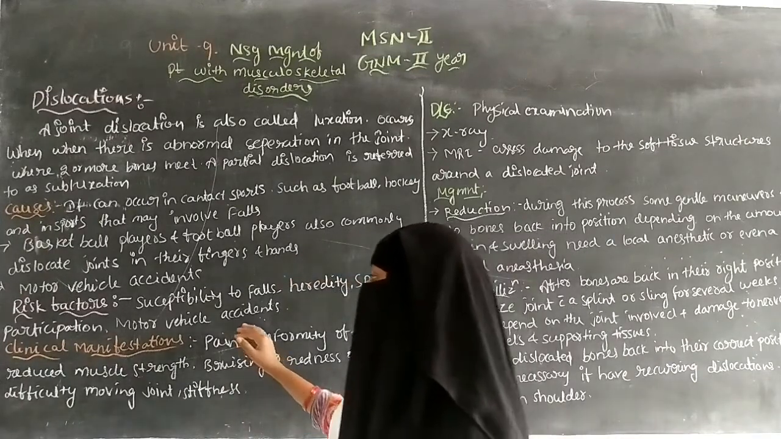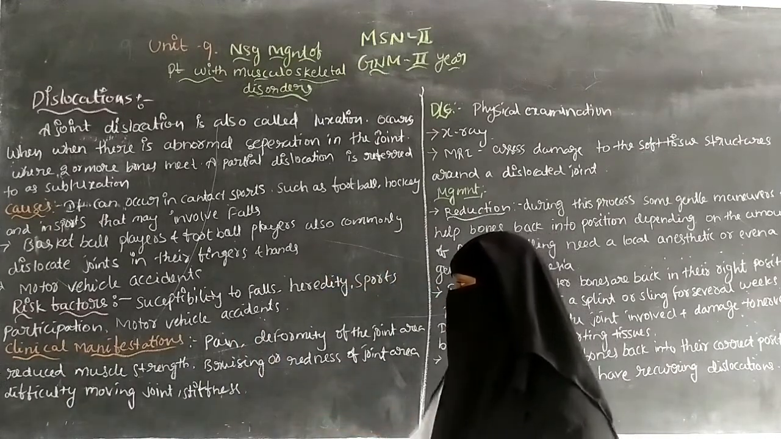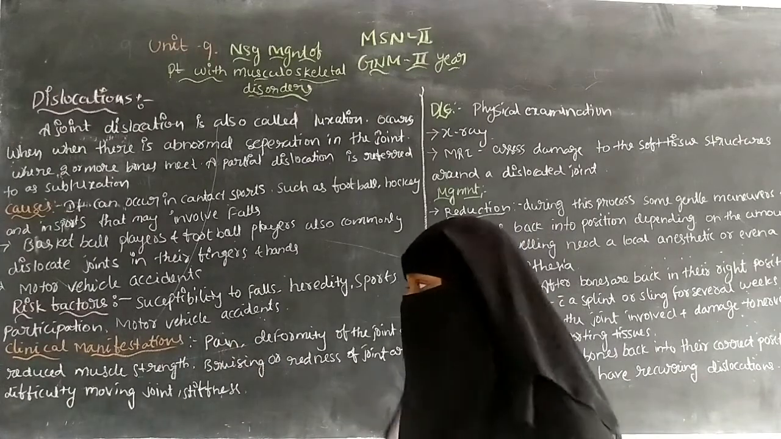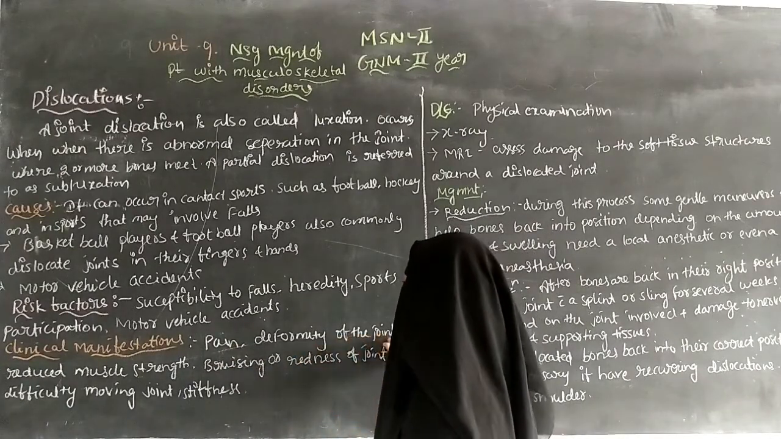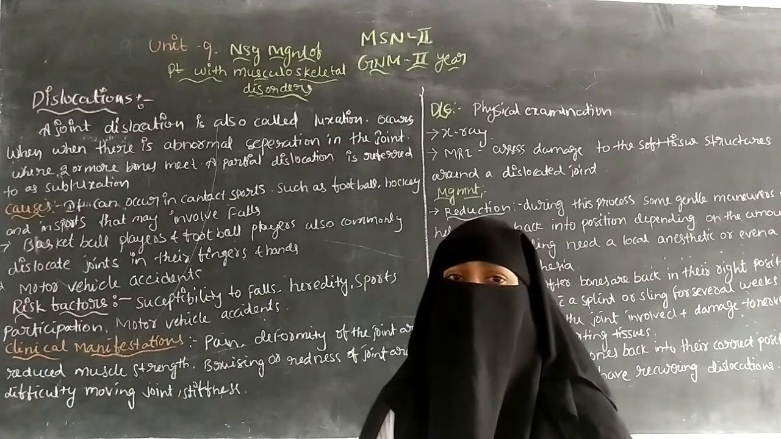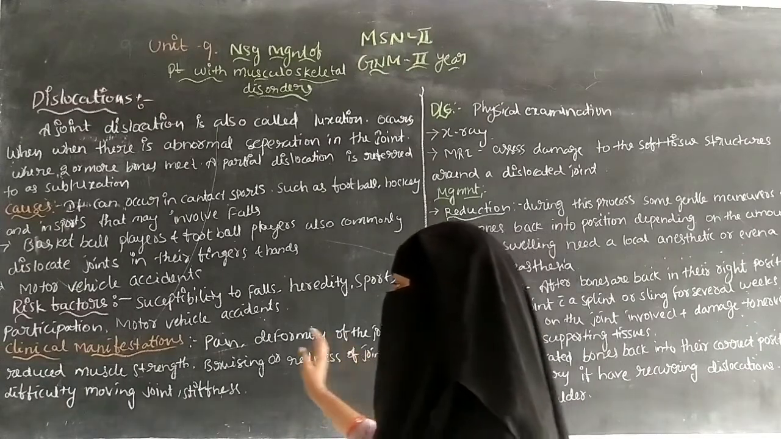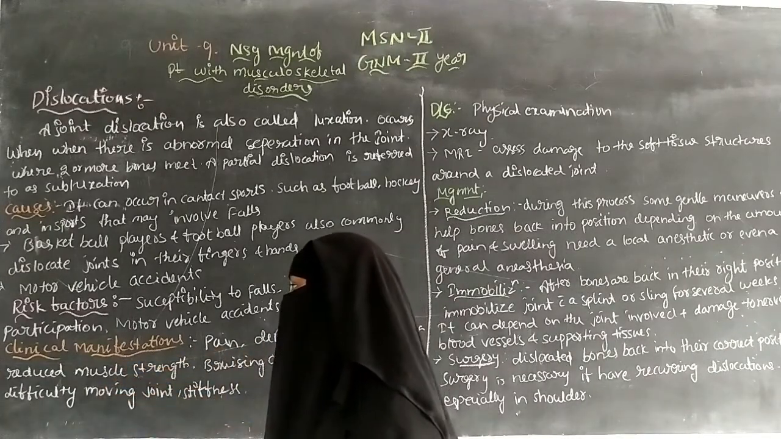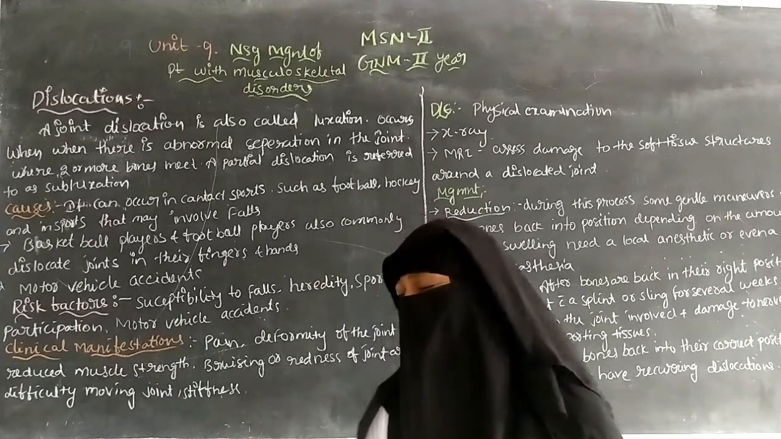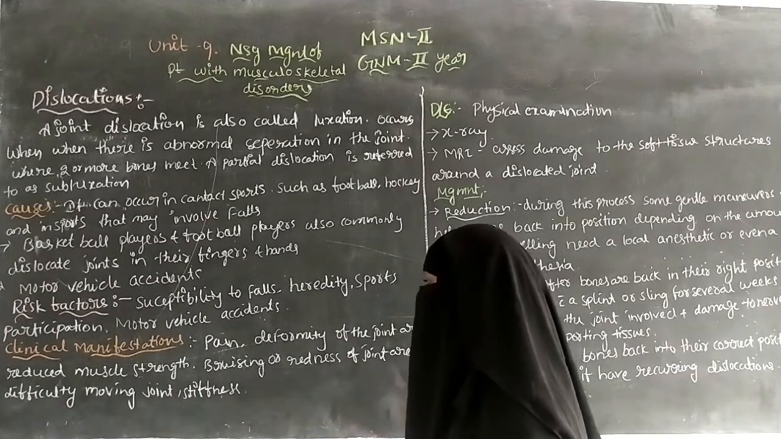Next is clinical manifestations. The clinical manifestations include pain. The patient will have severe pain and deformity of the joint area. Dislocation of the joint can occur, and there is reduced muscle strength, so the muscle strength can be decreased.